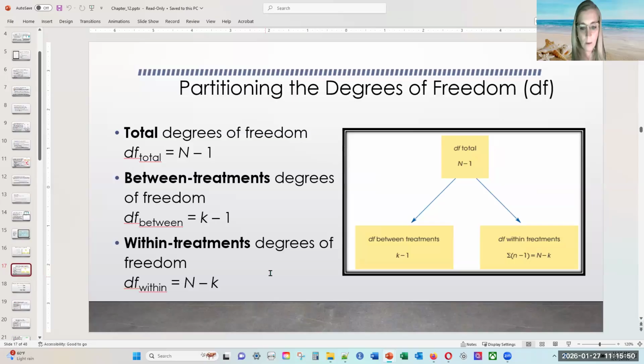All right, so also you need to figure out what the degrees of freedom for each of these categories are, and it's very different for each one. For the total degrees of freedom, it's the total n minus 1. For between treatments, it's the total number of groups minus 1. So if you have three groups, that would be 2. So 3 minus 1. For within treatment, you can take the total n minus the number of groups.